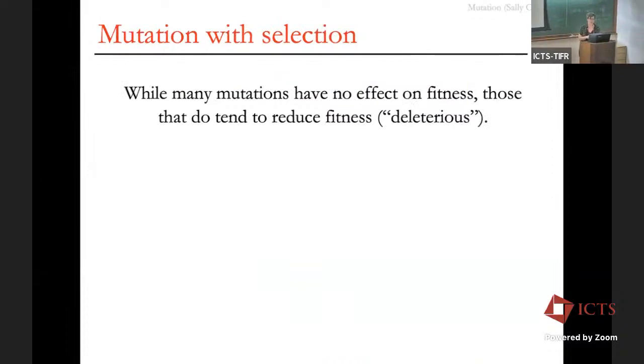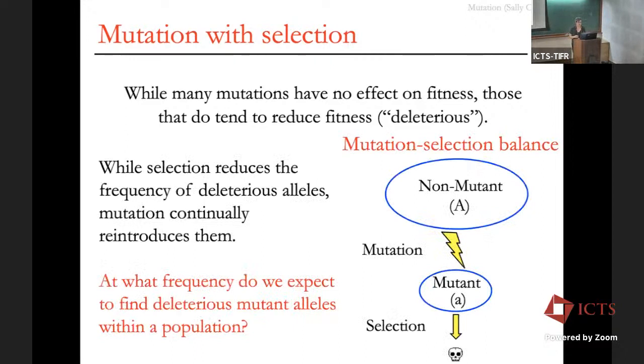Okay. We want to focus on those mutations that have an effect on fitness. While many mutations have no effect on fitness, those that do tend to reduce fitness. They tend to be deleterious. Here's a cartoon image: you have two alleles in the population. Selection is favoring one type, the non-mutant type, big A, but it's continually mutating to little a, which is less fit, so it's being eliminated from the population. We want to ask, what's the balance? How many of these do we expect to see in a population between this input of mutation and this outflow due to selection?